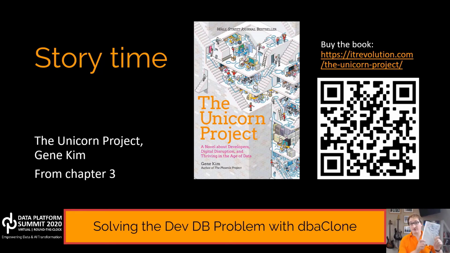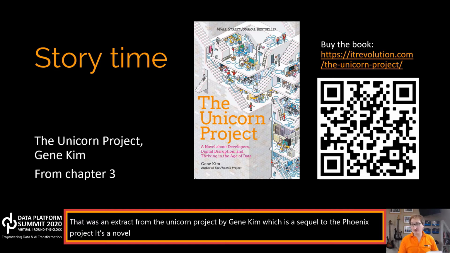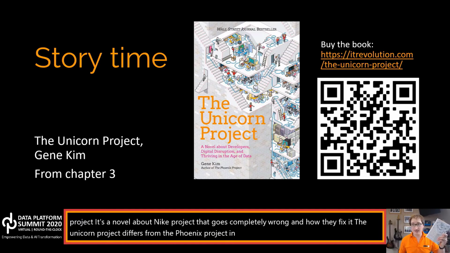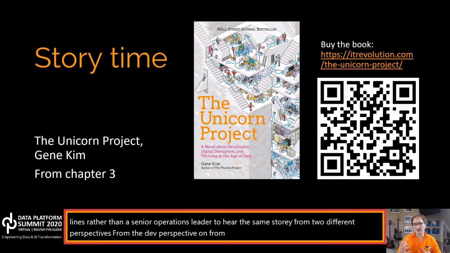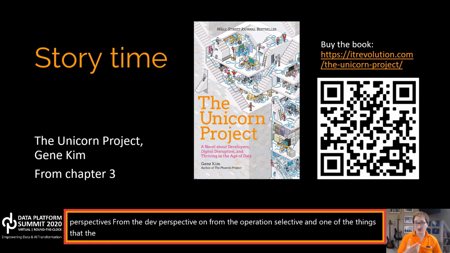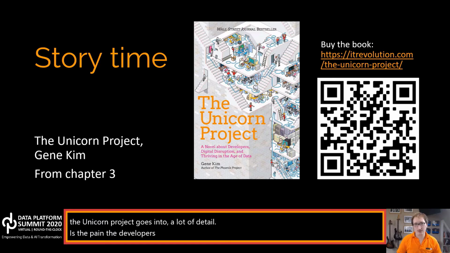That was an extract from the Unicorn Project by Gene Kim, which is a sequel to the Phoenix Project. It's a novel about an IT project that goes completely wrong and how they fix it. The Unicorn Project differs from the Phoenix Project in that it follows a developer on the front lines rather than a senior operations leader. So you hear the same story from two different perspectives, one from the dev perspective, one from the operations perspective. And one of the things that the Unicorn Project goes into in a lot of detail is the pain that developers have just trying to get work done.